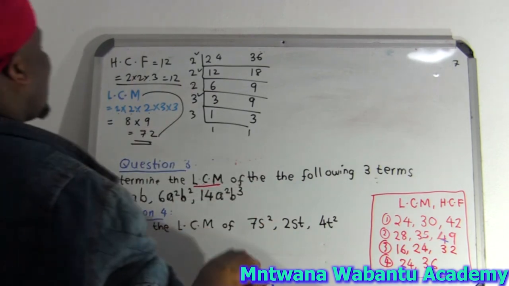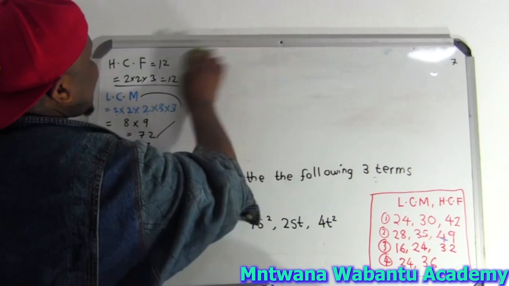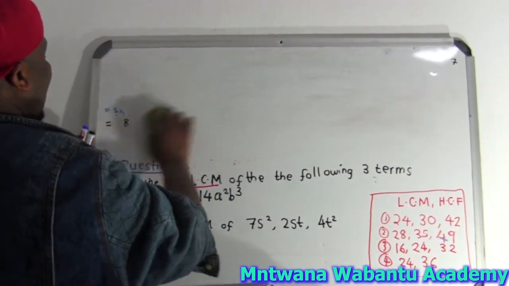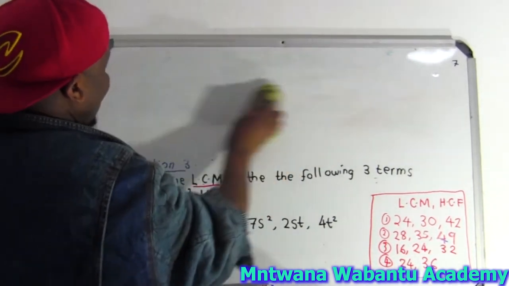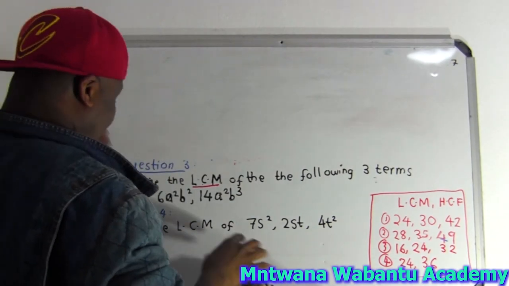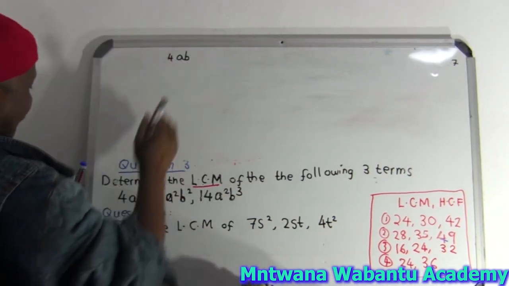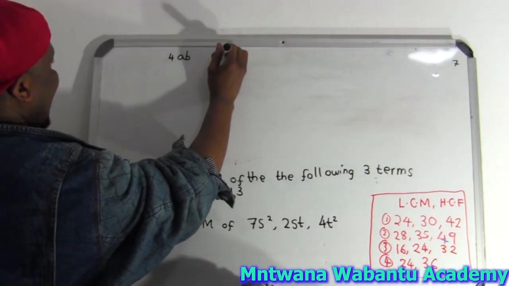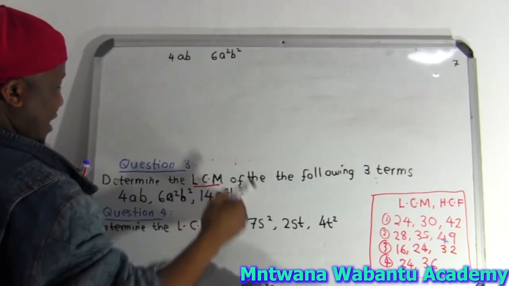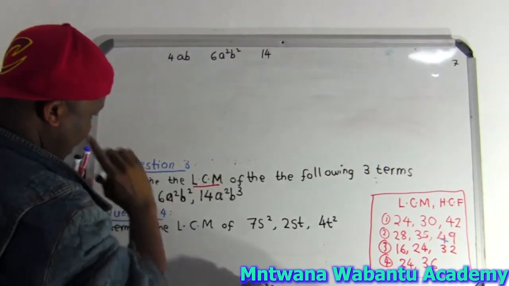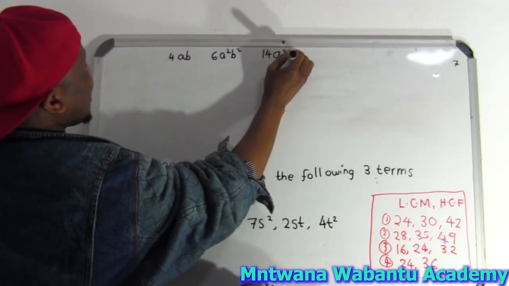So now they give these terms, terms with letters, but now you know how to solve this. So you give me terms with numbers and terms with letters. So what is it? Is it 4ab? You got 4ab, first one. Second one is 6a squared and b squared. And third one is 14a squared and b cubed.